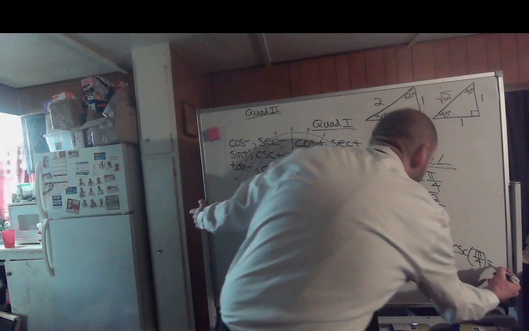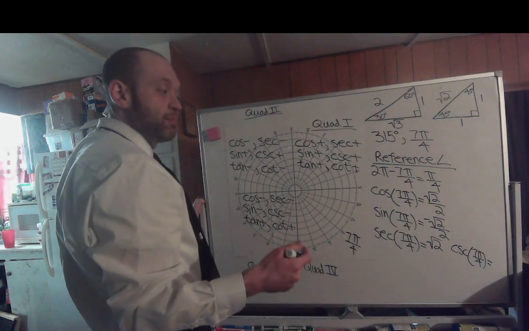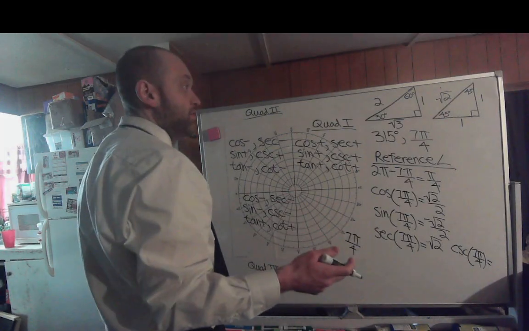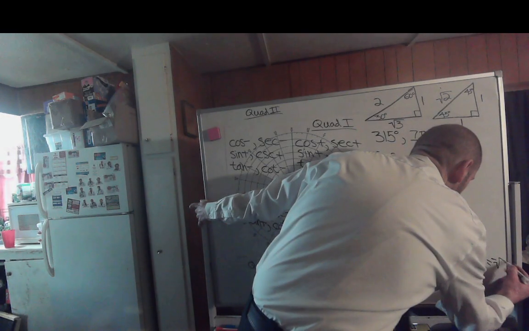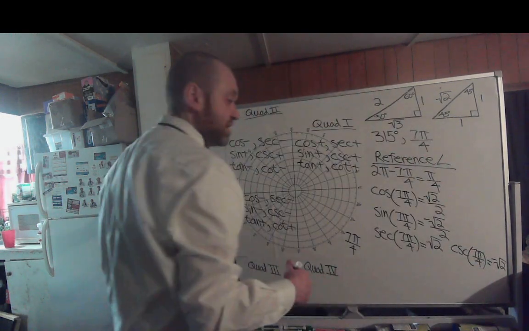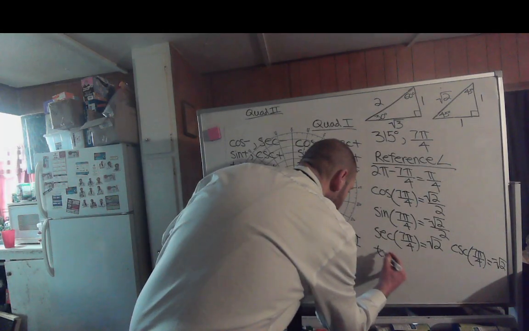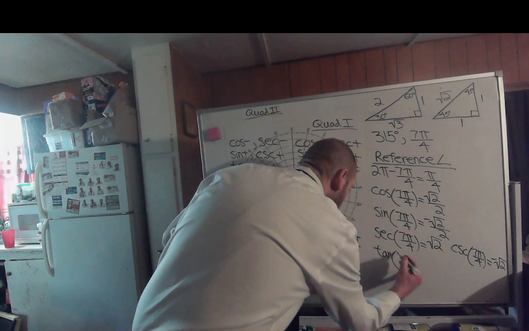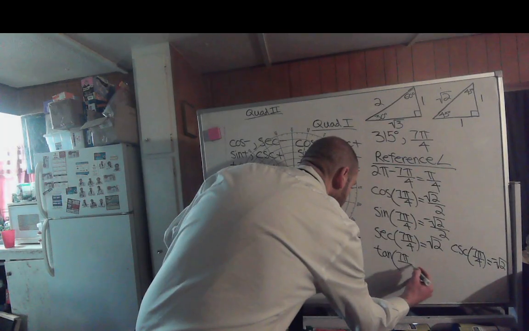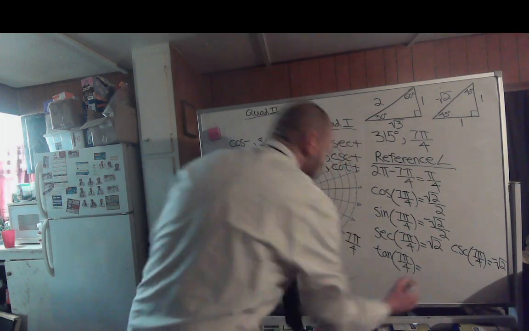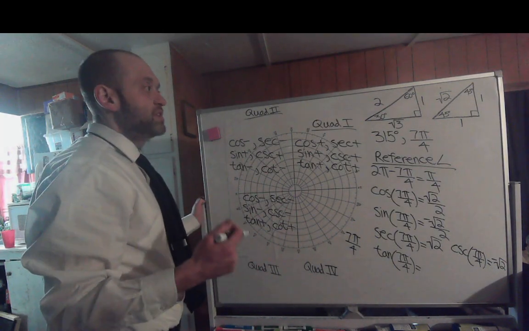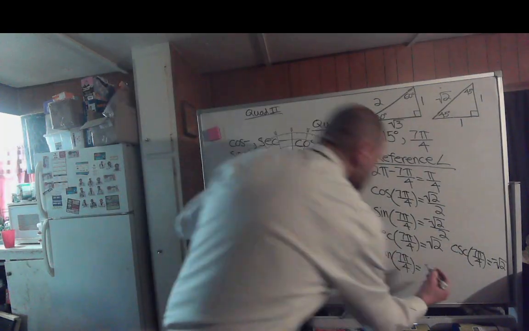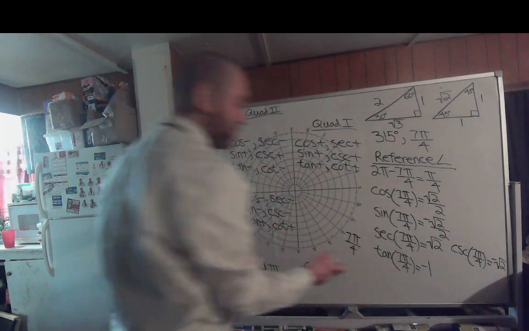Well, 1 divided by sine, so 1 divided by a negative is a negative. You'll end up actually getting negative of the square root of 2 for cosecant of 7 pi over 4. Now let's do the tangent of 7 pi over 4. So sine divided by cosine, so negative divided by positive gives you a negative. You'll end up getting negative 1 for your tangent.